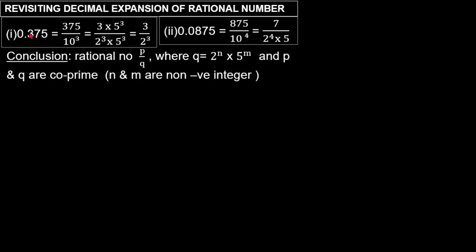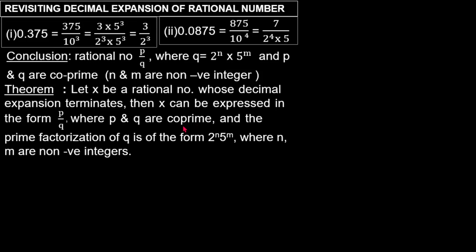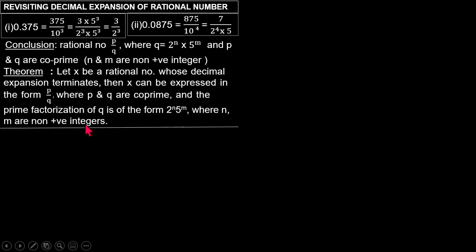Wherever we represent a decimal in P by Q form, the denominator is always 2 raised to power n into 5 raised to power m. So there is actually a theorem: let x be a rational number whose decimal expansion terminates. Then x can be expressed in the form of P by Q, where P and Q are co-prime numbers. Of course, they are co-prime in both the cases. And the prime factorization of Q, that is the denominator, is in the form of 2 raised to power n into 5 raised to power m, where n and m are positive integers. So let us make this correction. Okay, I have made it.